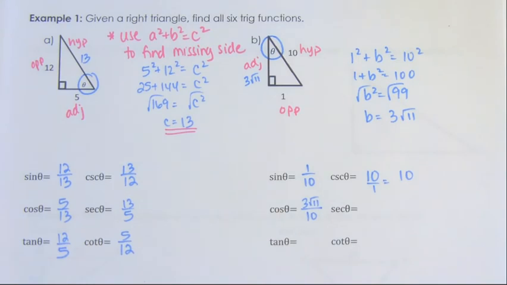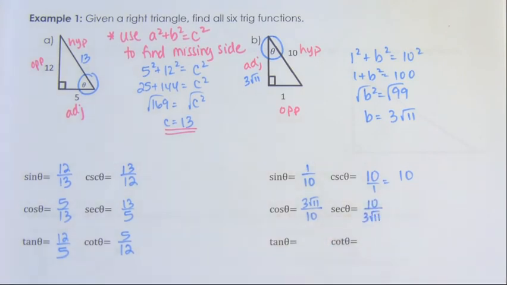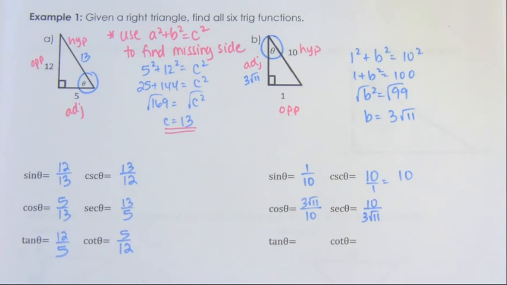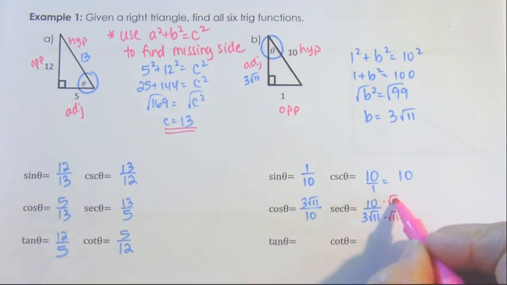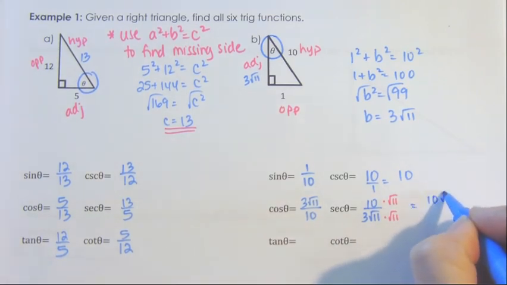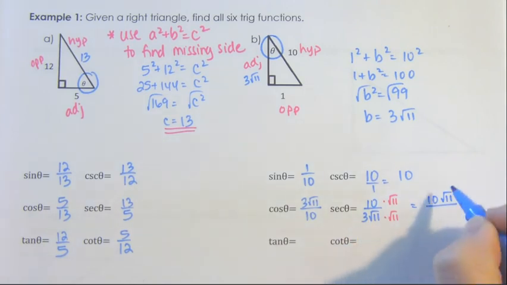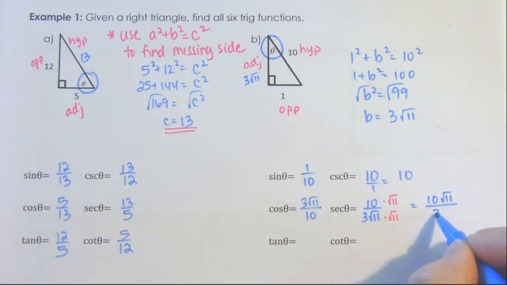Notice these answers are getting a little bit uglier. If I flip that, I've got 10 over 3 radical 11. You cannot leave a radical in the denominator, so we need to rationalize it. So now I've got 10 radical 11 over 3 times the square root of 11 becomes 3 times 11, and that's 33.